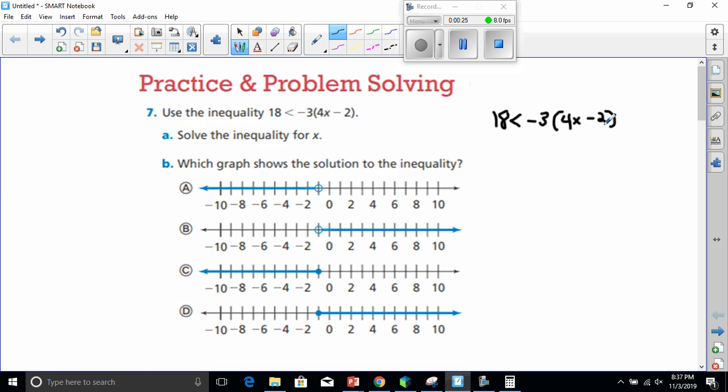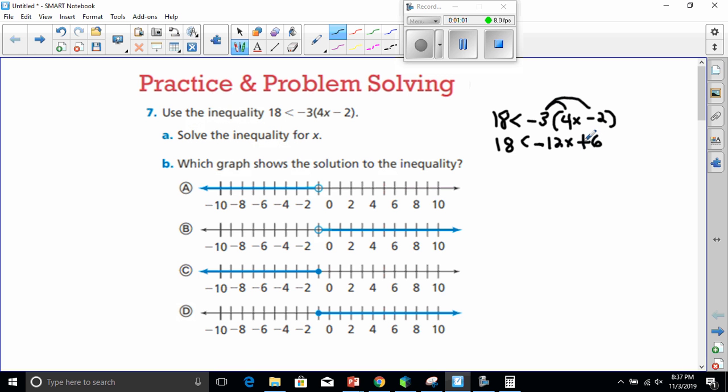Now to solve this, the first thing I have to do is distribute my properties over here on this side. So I have negative 3 times 4x. Well, negative 3 times 4 is negative 12, so negative 3 times 4x will be negative 12x. Next, I'll take negative 3 and multiply it to negative 2. Well, negative times a negative is a positive, and 3 times 2 is 6. And now I've expanded my inequality to read 18 is less than negative 12x, excuse me, plus 6.